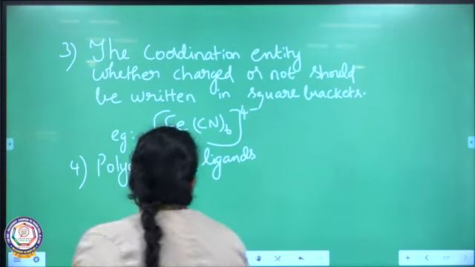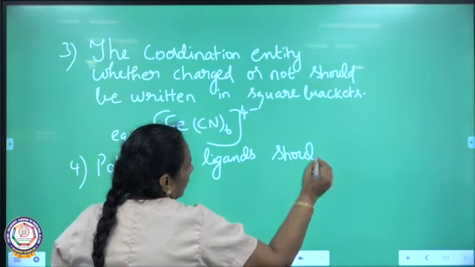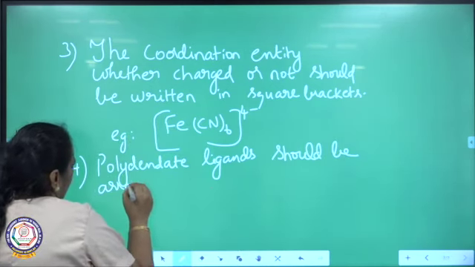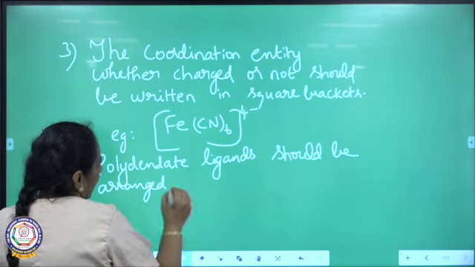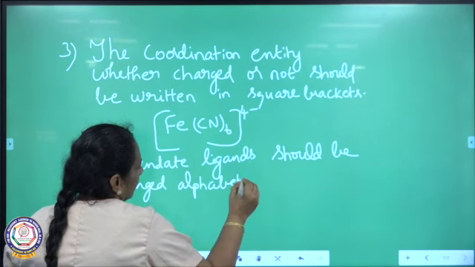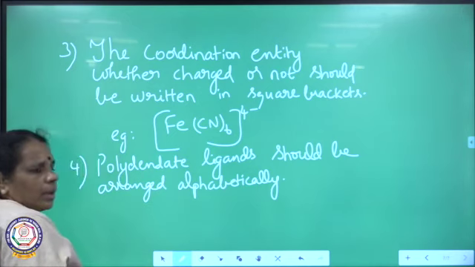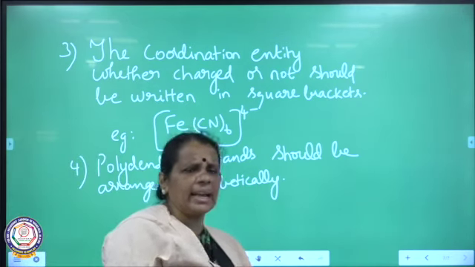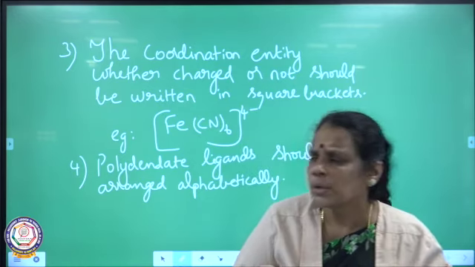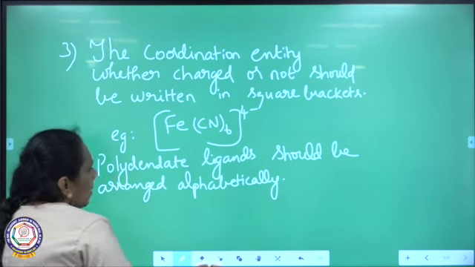So polydentate ligands should be arranged alphabetically. In our syllabus we have only polydentate ligands. They have not included the polydentate ligands in the complexes. They have just given the definition and some examples. So even polydentate ligands should be arranged alphabetically.